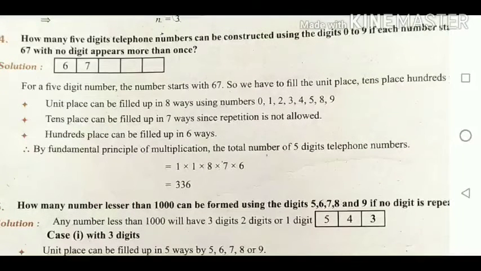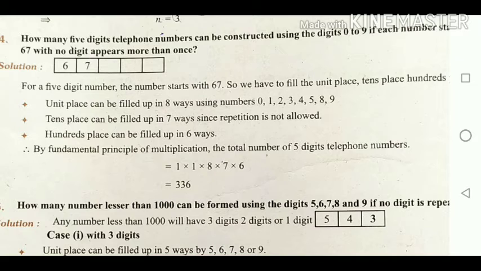Fourth sum is related to telephone numbers. These are important sums. Mostly the sums are related to like this only. Example sums are also there. You must do all the example sums in 2.2 as assignment for the morning assignment.